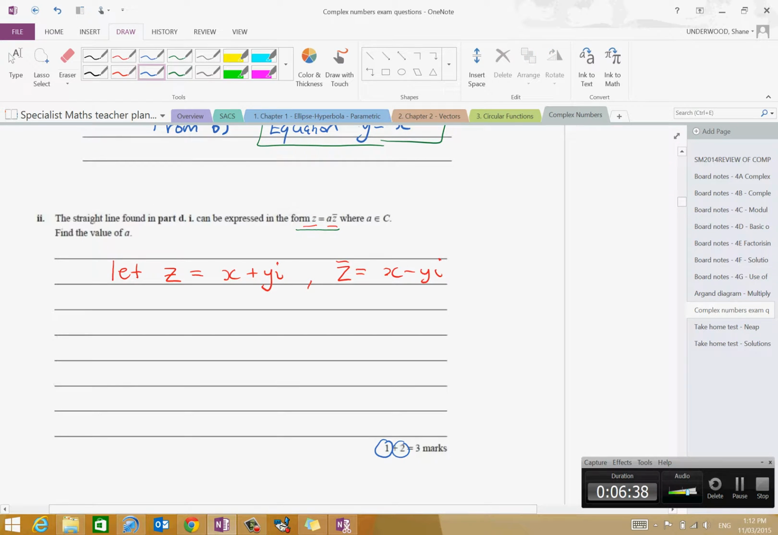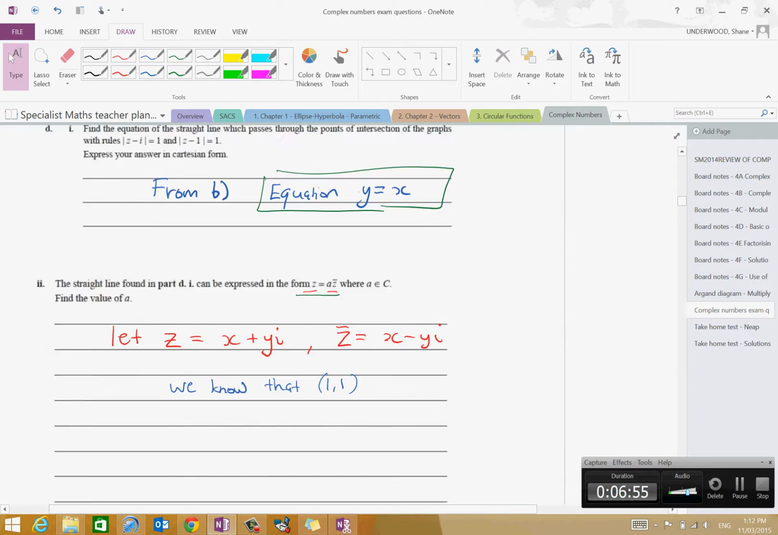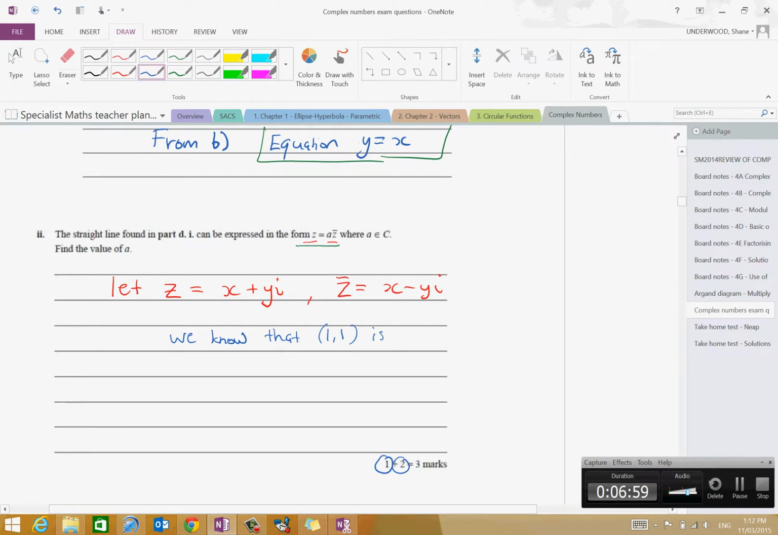What I'm going to say, though, is we know what's one point that we have. Is 0, 0 going to help us? We know that 1, 1 is a point of intersection. Would you agree? So therefore, I'm going to use that point, and I'm going to say that we've got x plus yi, because that's z, is equal to a times x minus yi. Okay? And 1, 1 into this. So what we're going to do is, therefore, we can say that 1 plus i is equal to a times 1 minus i.